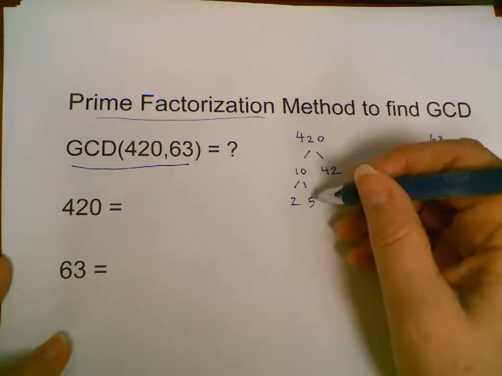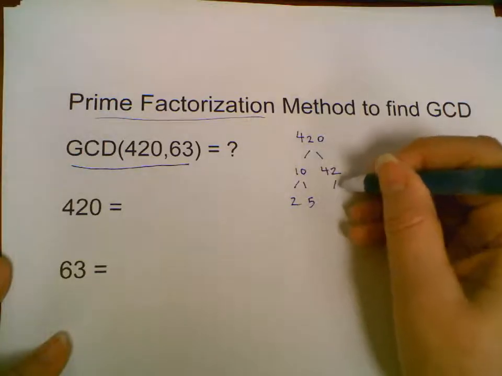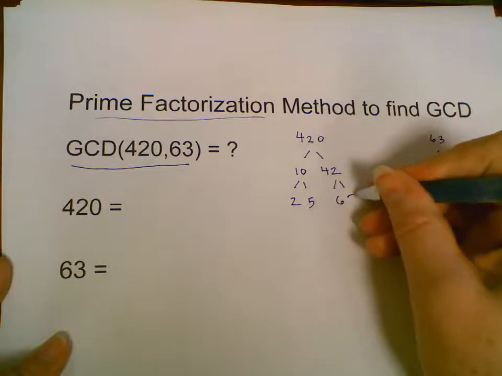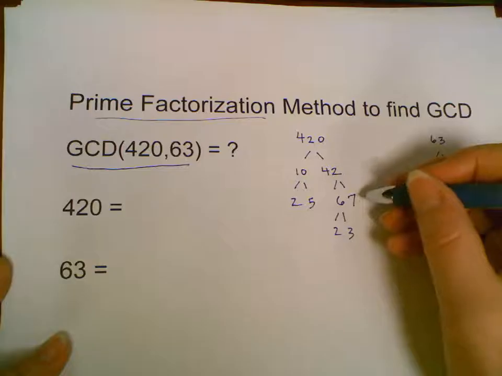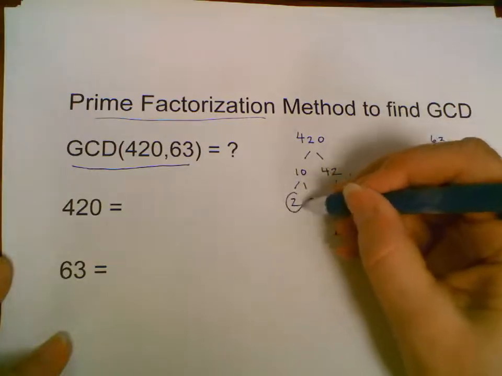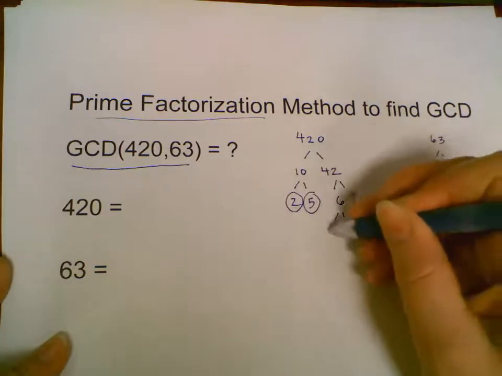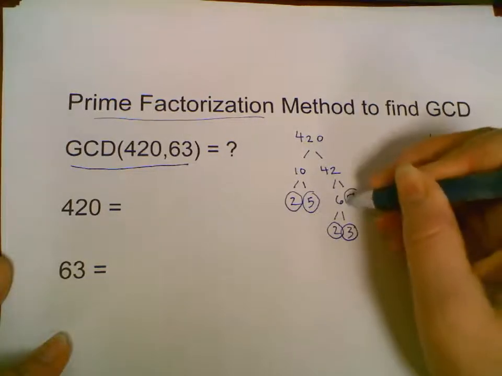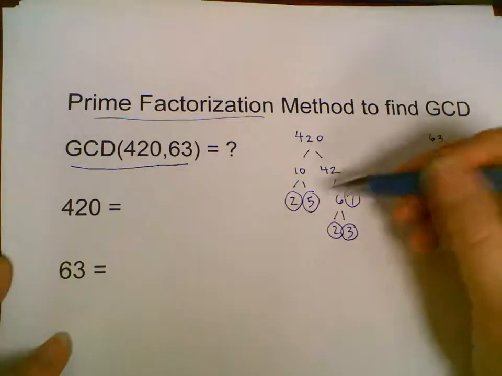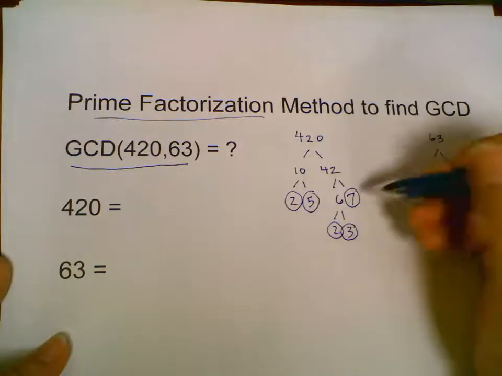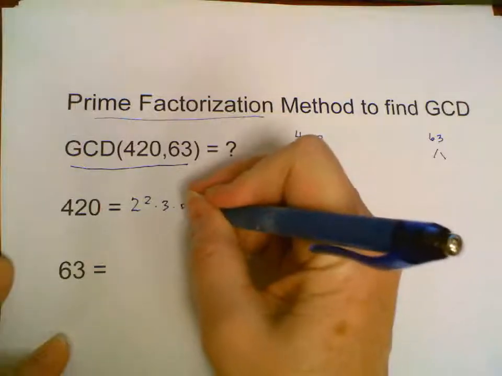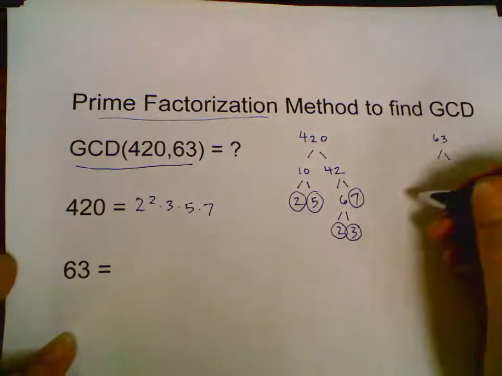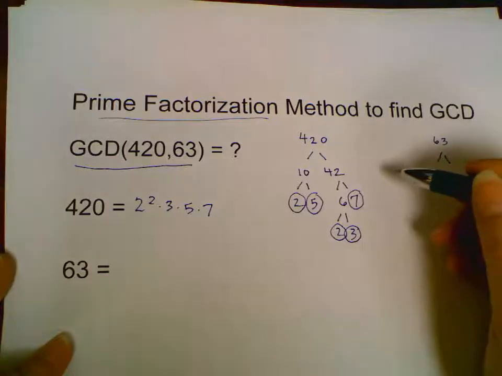5 can't be broken down anymore. Its only factors are 1 and 5 because they're prime numbers. But 42 can be broken down into 6 times 7, and 6 can be further broken down. 7 cannot, it's prime. The answer to the prime factorization of 420 is all these numbers at the end. 2 times 2 times 3 times 5 times 7. Multiply that together, you'll get 420.